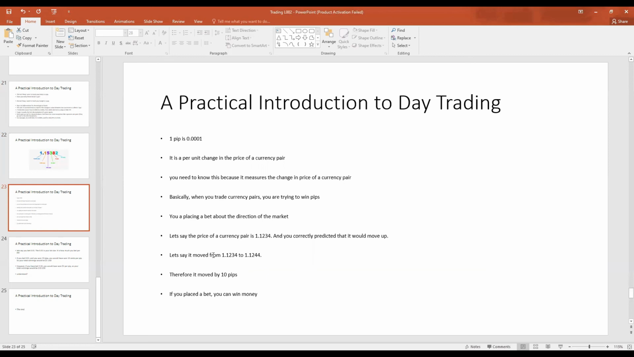1.1234. Then the price of the currency pair moved to 1.1244. What was the change in the price of the currency pair? Well, this is the answer right here, 10 pips. We are trying to win pips. Observe, with currency pairs, there tend to be very small changes in the price. The change in price of a currency pair in any one day might be less than 1 cent. If the change in price is less than 1 cent, the change will be in pips.